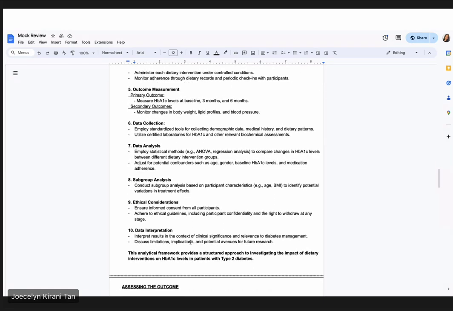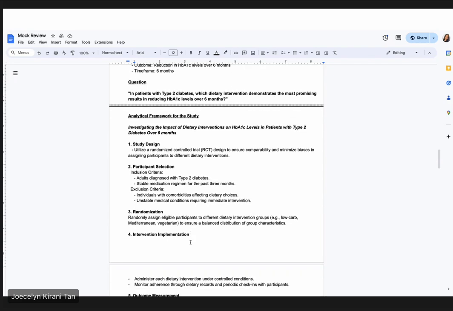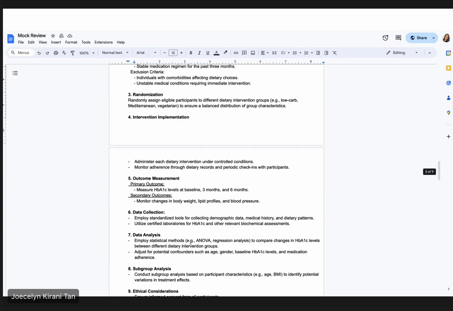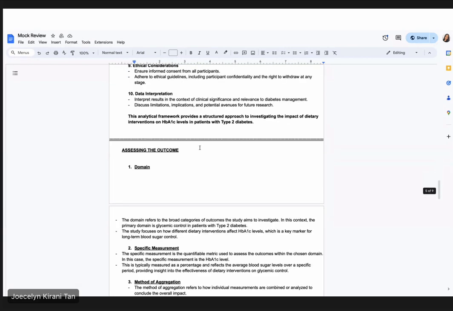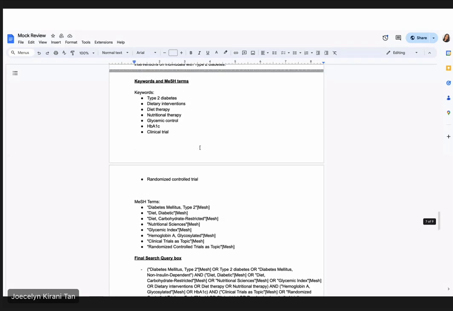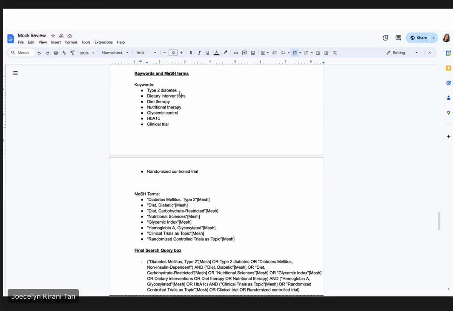This includes some of the meta-analysis as well, so we'll come back to this when we get to the meta-analysis part. But the key part I want you to look at is the recap of the research question example that we have, and then we hop over to our search strategy. So we're looking at type 2 diabetes, dietary interventions, diet therapy, nutritional therapy, glycemic control, HbA1c, clinical trial, randomized control trial. So a lot of keywords here.